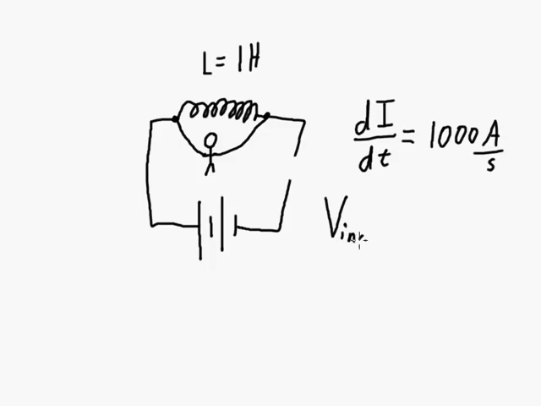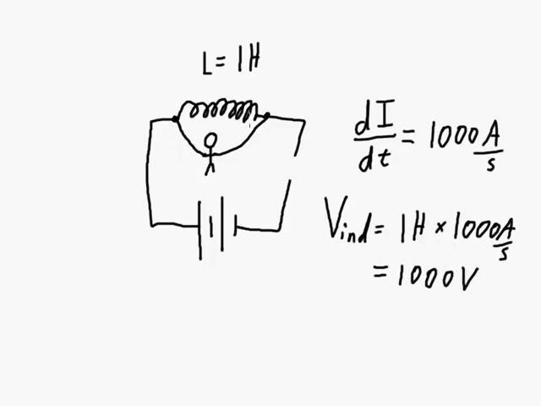So the induced voltage is going to be 1 henry times 1,000 amps per second. And the induced voltage is going to be 1,000 volts. So I'm holding on to both sides of this electromagnet, so I'm going to have 1,000 volts across my body, which is probably going to shock me.